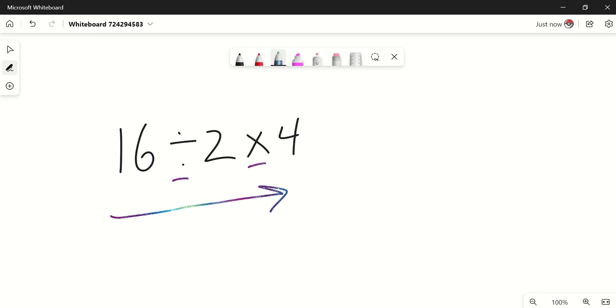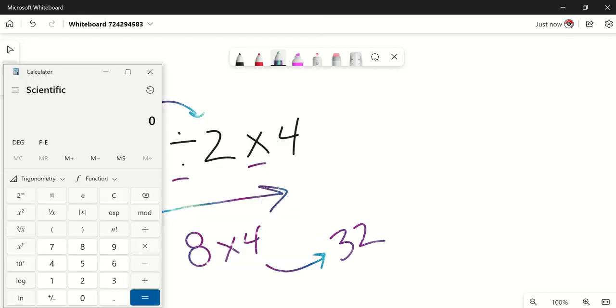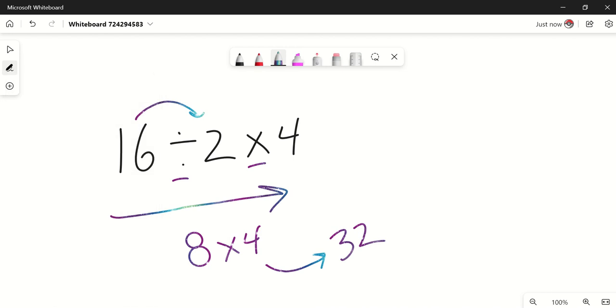So we are going to do 16 divided by 2, which is 8. So this will become 8 times 4 now, and then I will multiply 8 times 4, which will give me 32. And I will double check my work to make sure that is 32. 8 times 4, because remember, I'm terrible with my 8s. It is 32. Yay! So 8 times 4 is 32. My answer to this expression is 32.